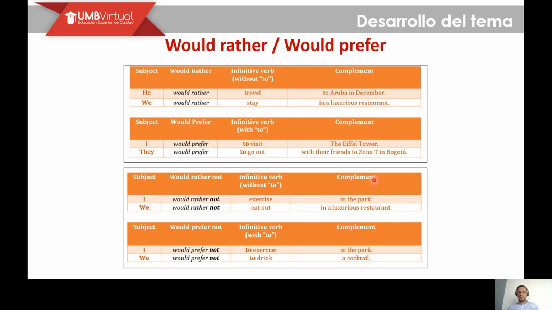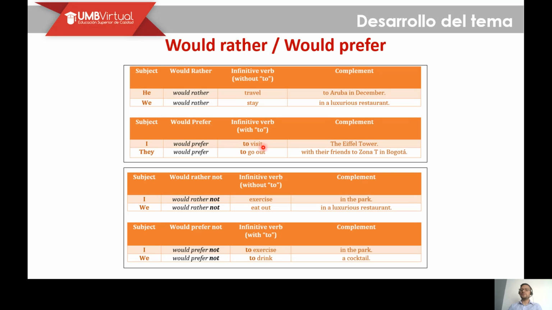Now, next topic, would rather or would prefer. We have would rather that and would prefer that, which are structures that help us to express preference. Para expresar preferencias. Yes, and we say he would rather travel to Aruba in December. No llevan to. ¿Listo? Would rather, no. We would rather stay in a luxurious restaurant. ¿Listo? Con prefer, sí llevamos to.